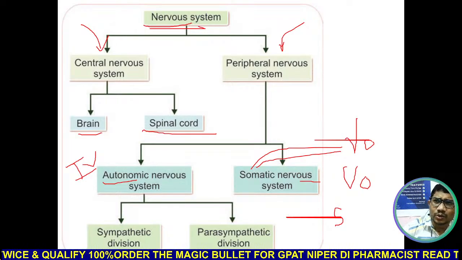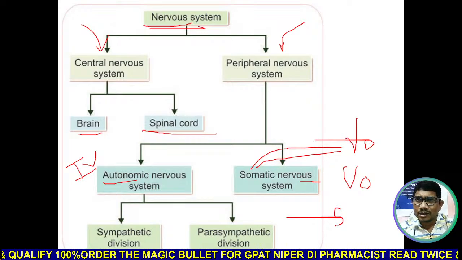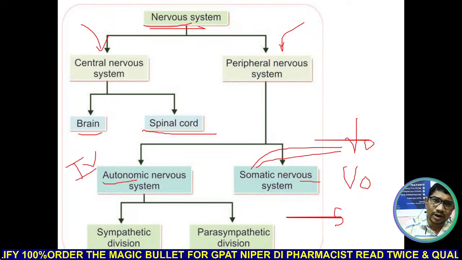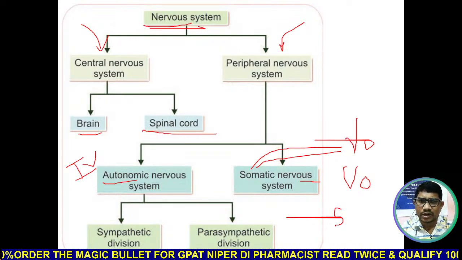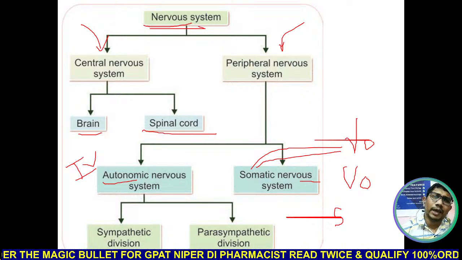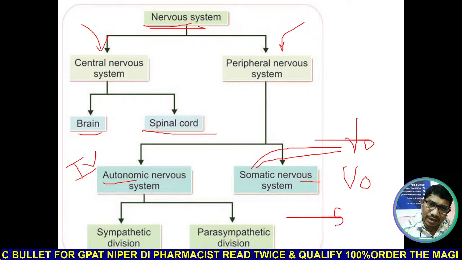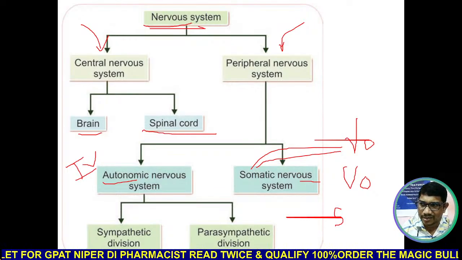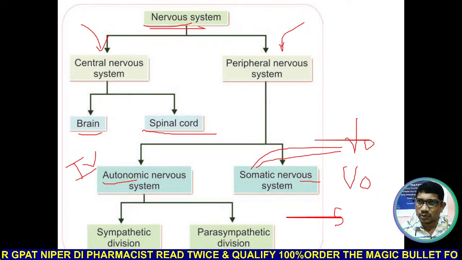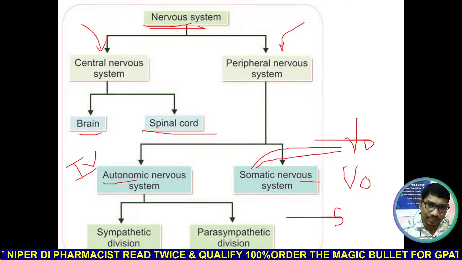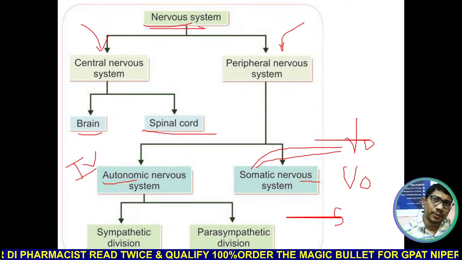So you cannot control your heart, okay? You cannot start or stop your heartbeat. It's not in your control, so it is known as involuntary. It is involuntary, so it has some autonomic control. It may be increased or decreased, but you cannot stop or start the heartbeat, and you cannot control your peristalsis.